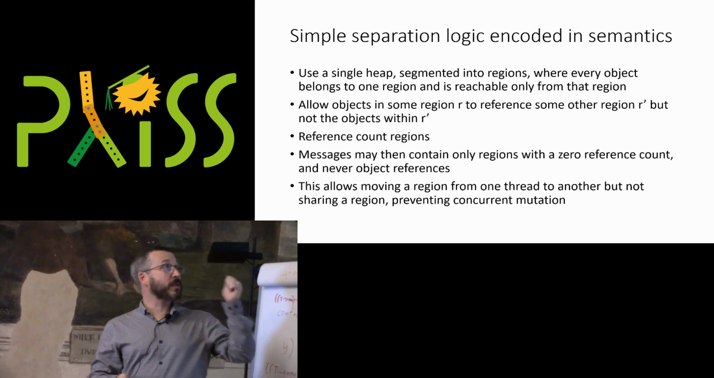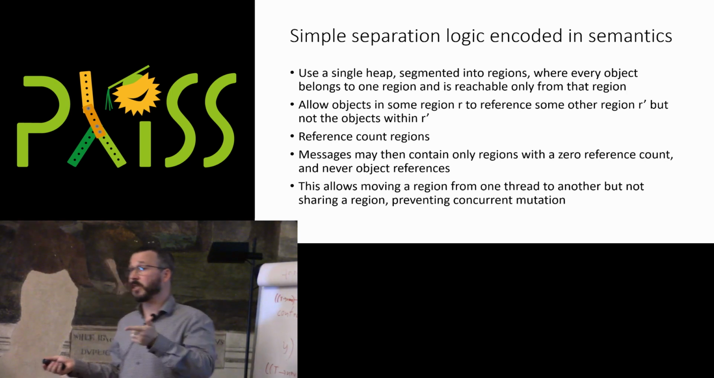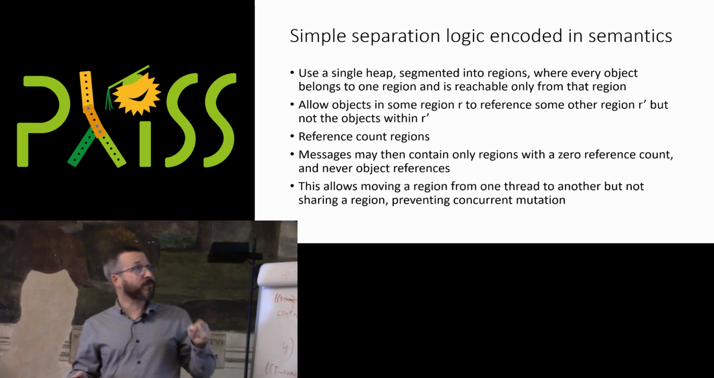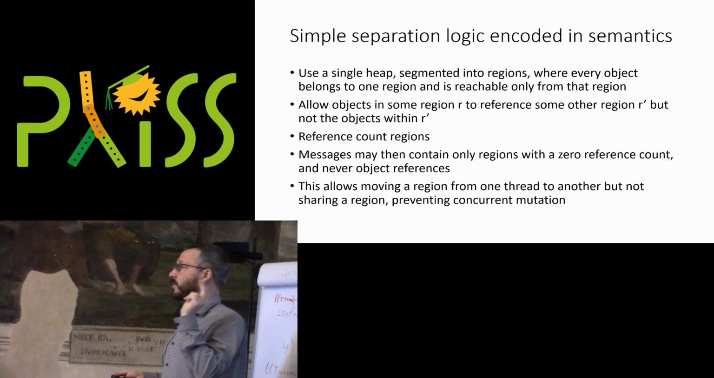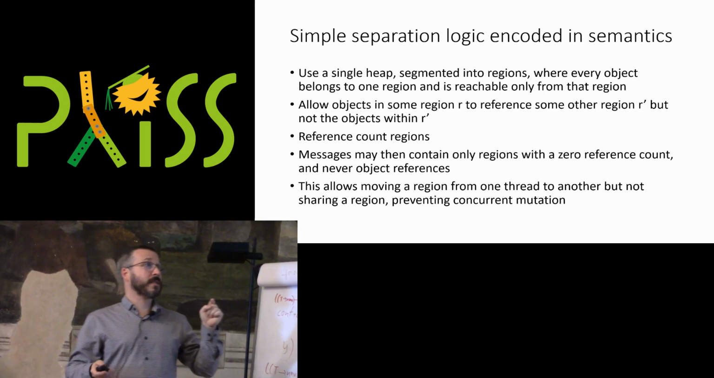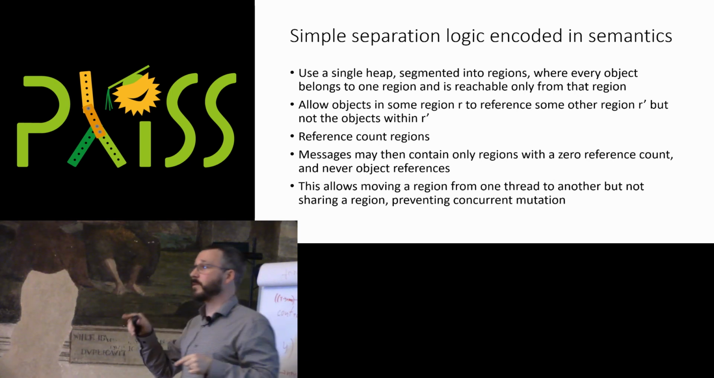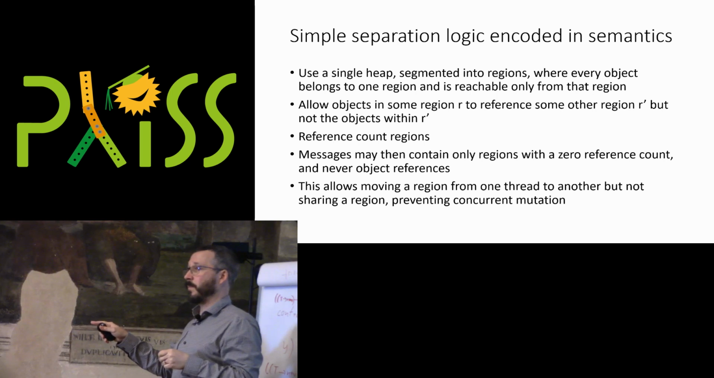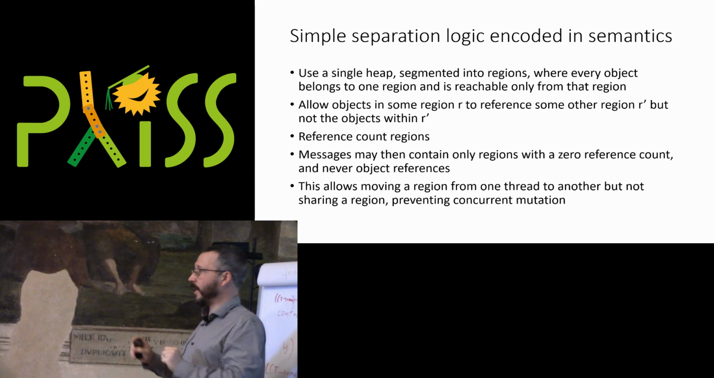Fantastic. So we can use a single heap, but we can segment that heap into regions, not necessarily contiguous regions. A region may not be contiguous. And every object belongs to one region and is reachable only from that region. Okay? And then we allow objects in some region R to reference some other region R prime, but not the objects within R prime. Right? Now you have two different kinds of object graph that you're expressing in your program.